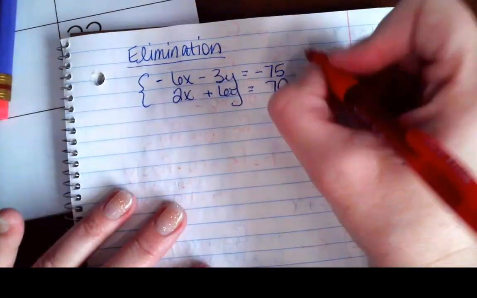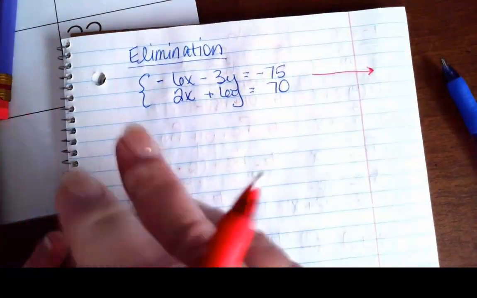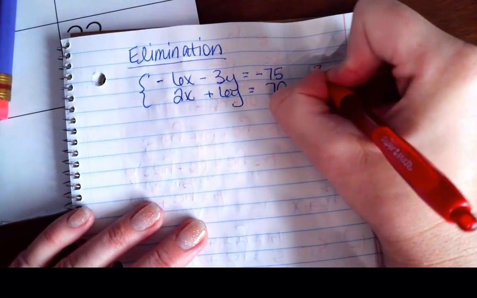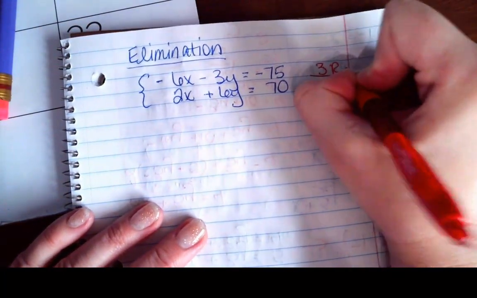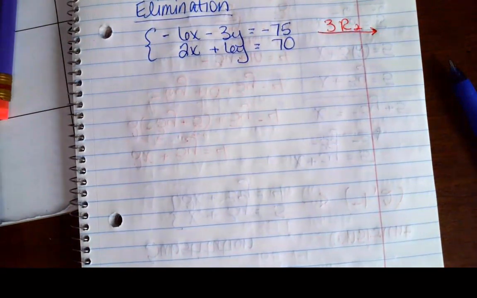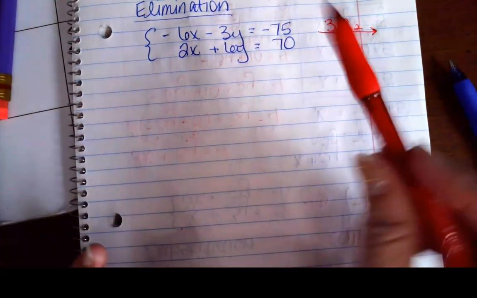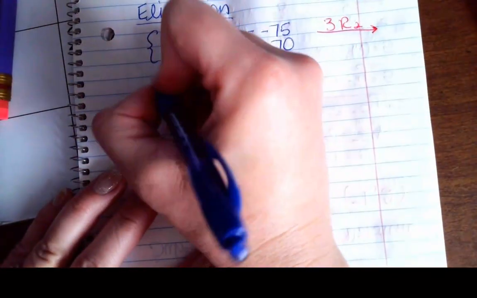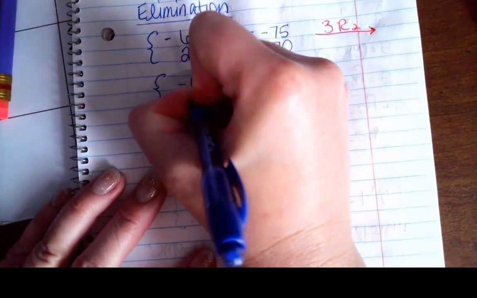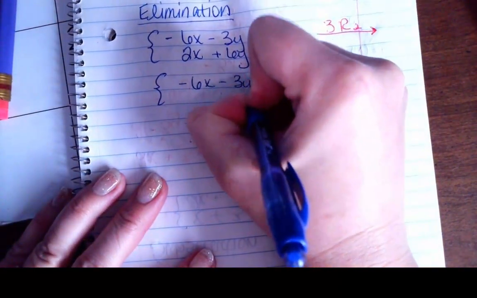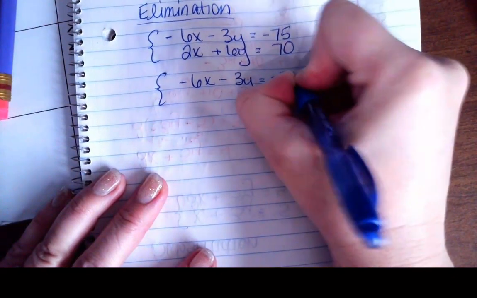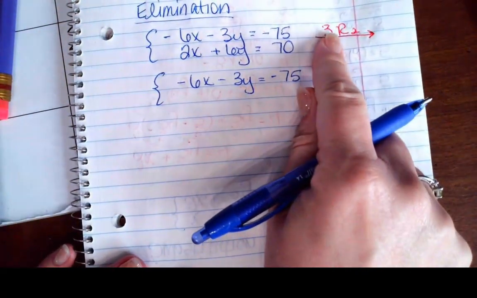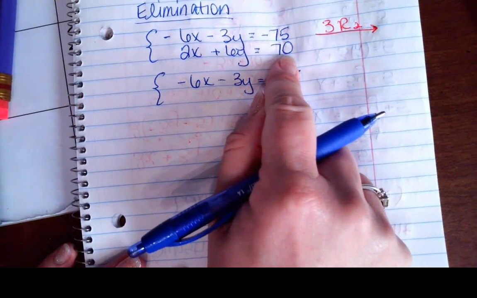So the way I'm going to write this is I'm going to write little notes to myself, and I'm going to take 3 times row 2. And that just helps me keep track of what I've done. Okay, so the top row isn't going to change. So I've got -6x minus 3y is -75. But now I'm going to take 3 through this one, this one, this one.